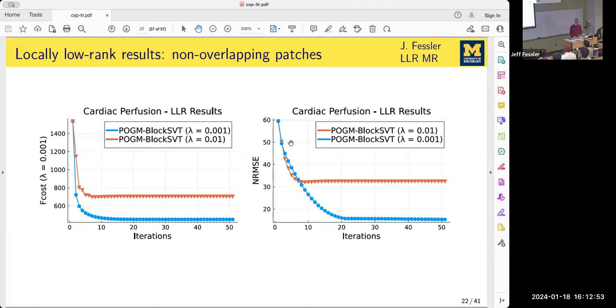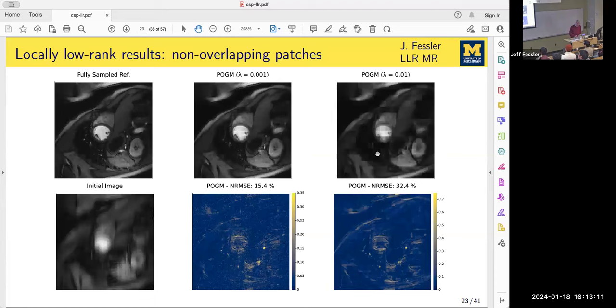But before I get there, let me just show you an example of what happens if we were to use non-overlapping patches. All right. So in the non-overlapping case, it's prox friendly. So I can apply POGM with a couple different regularization parameters, get some cost functions and some normalized root mean squared errors. And if you look at the images, I hope that you can see, even from the back of the room, this sort of checkerboard-like effect. I'm going to guess that is 8x8 or 16x16 patches there. And you can really see the boundaries between those patches. You can even see it in the error images here. So that is why people don't want to use locally low rank with non-overlapping patches. We really need the overlap.